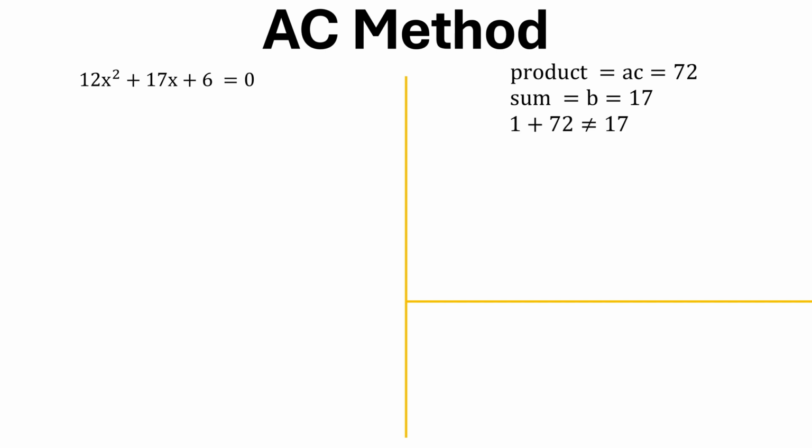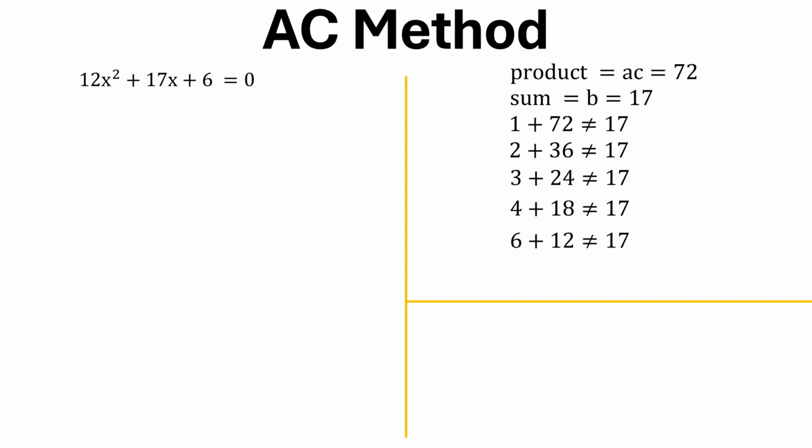1 times 72 is 72, but their sum isn't 17. 2 times 36 is 72, but their sum isn't 17. 3 times 24 is 72, but their sum isn't 17. 4 times 18 is 72, but their sum isn't 17. 6 times 12 is 72, but their sum isn't 17. 8 times 9 is 72, and their sum is indeed 17, so that is our number pair.